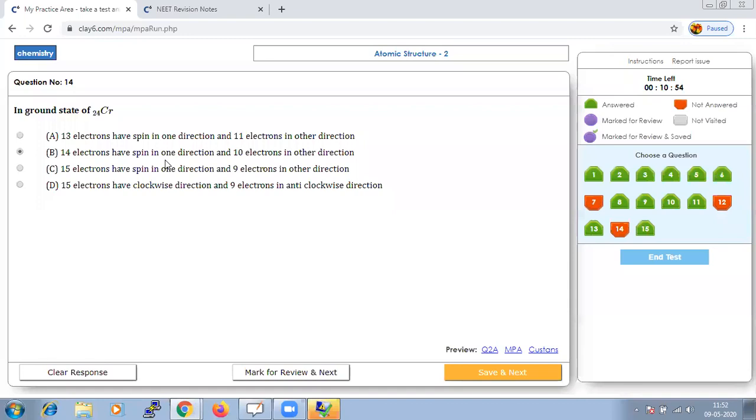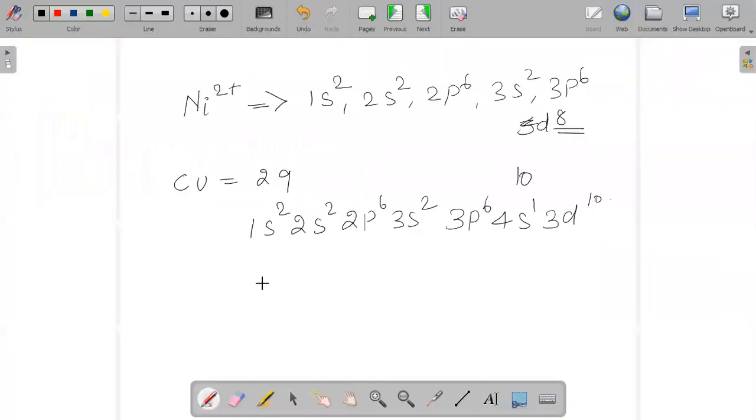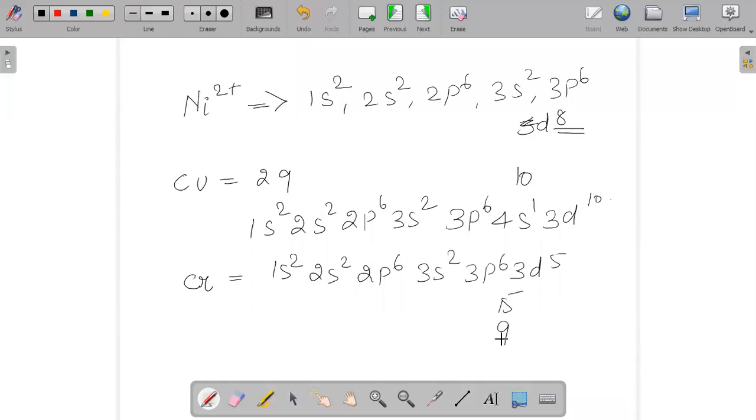So when I do an electronic configuration of chromium, it is 1s2, 2s2, 2p6, 3s2, 3p6, 3d5. So 15 electrons, you will come to a conclusion that they are in one direction. That may be clockwise or anti-clockwise, that we cannot predict. And the rest 9 will be in the other direction. If this is clockwise, the other will be anti-clockwise, and if this is anti-clockwise, the other will be clockwise.